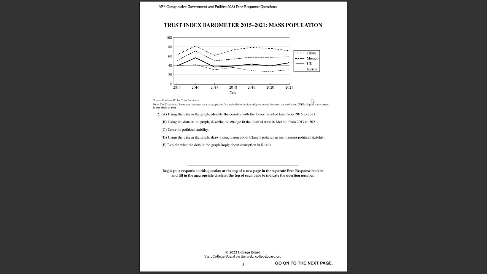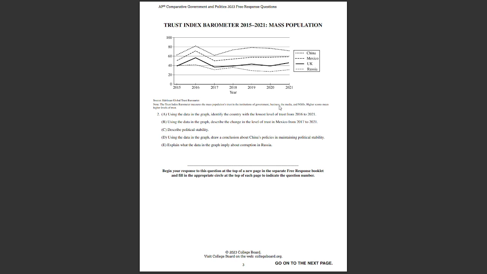B, using the data in the graph, describe the change in the level of trust in Mexico from 2017 to 2021. So you'd have to go, okay, Mexico's this line, that would correlate to here, and then we're looking between here and here. So we see this line, it slowly goes up. So the level of trust in Mexico from 2017 to 2021 went up, it rose.